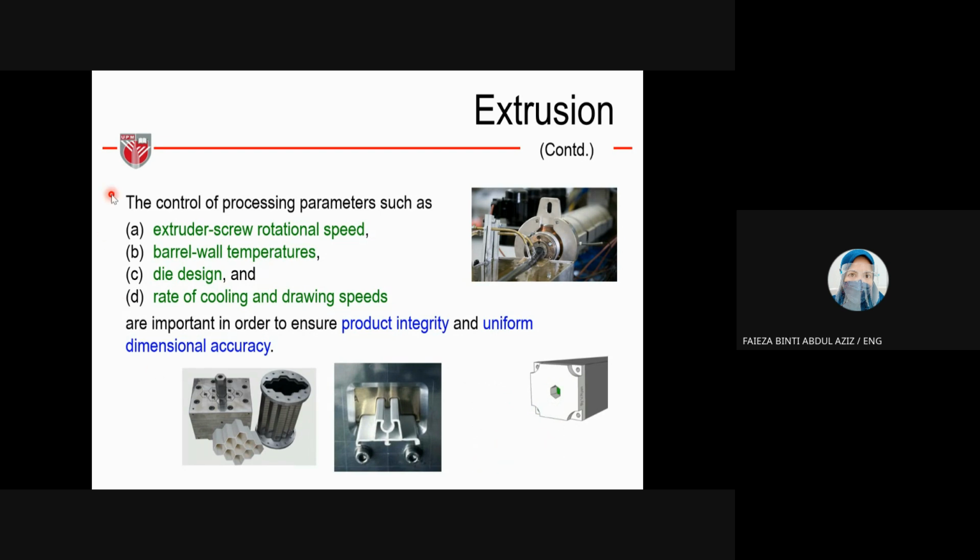The control of processing parameters such as the extruder screw's rotational speed. So we have to monitor the speed, and also the barrel wall temperatures, the die design, and also the rate of cooling and drawing speeds. So those are the parameters that we have to monitor in order to ensure product integrity and uniform dimensional accuracy. So we have to monitor these four parameters.